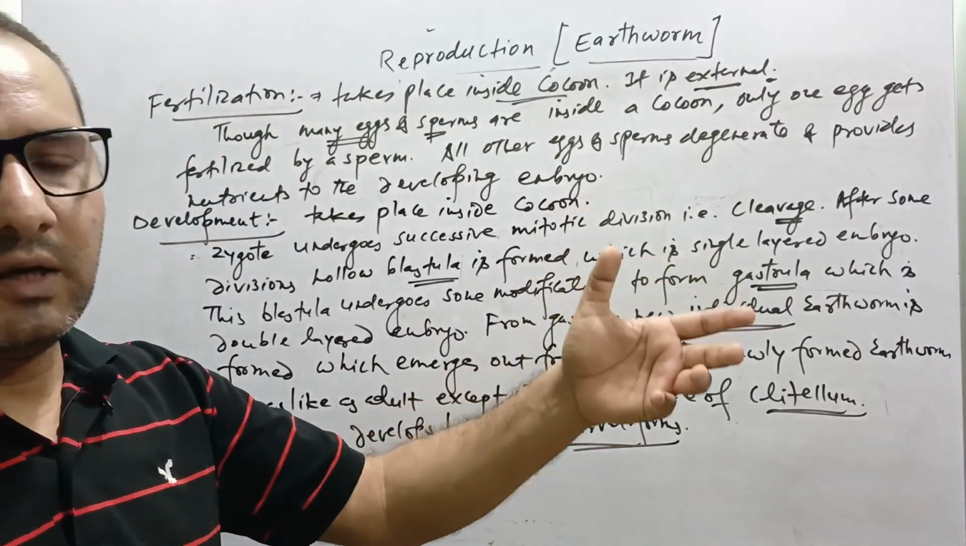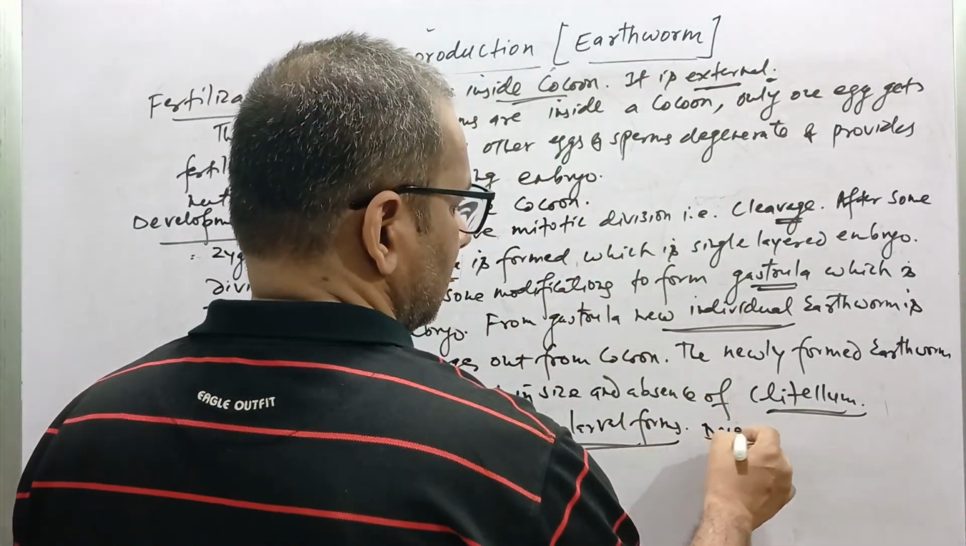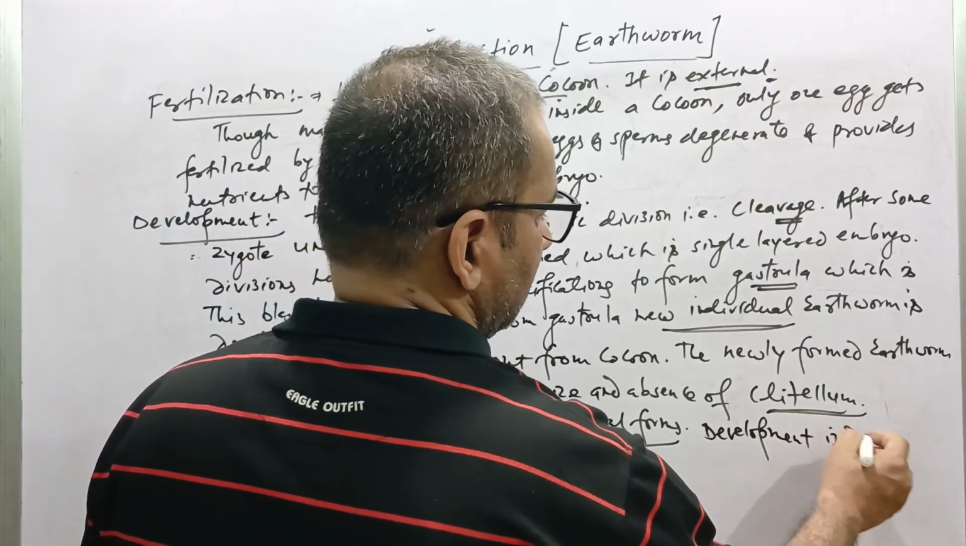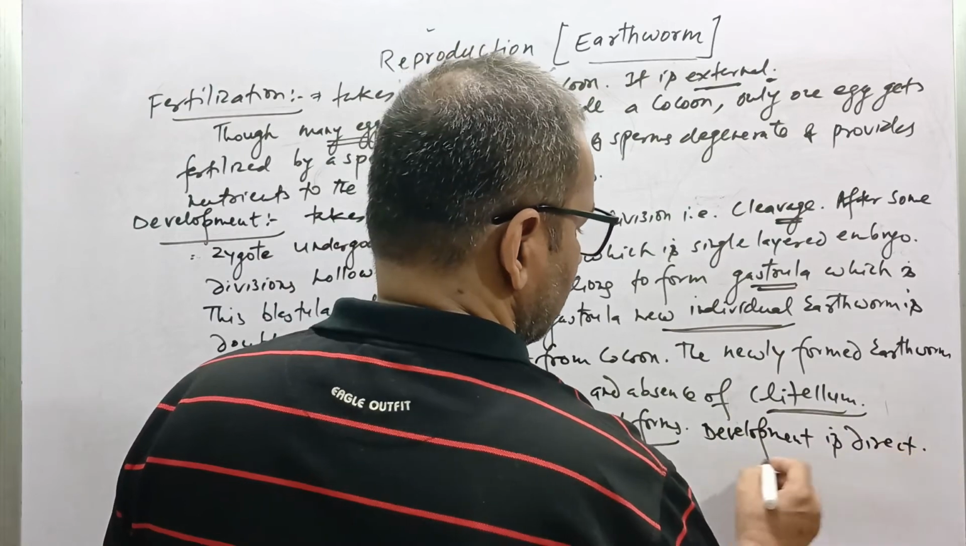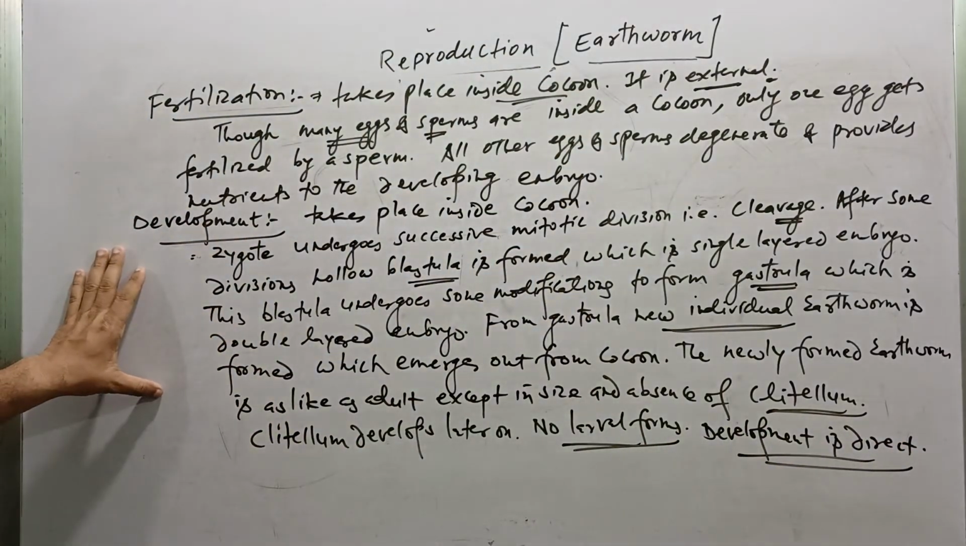So now as there is no larval form, the development is direct. As there is no larval form, development is direct. So this is about the development.